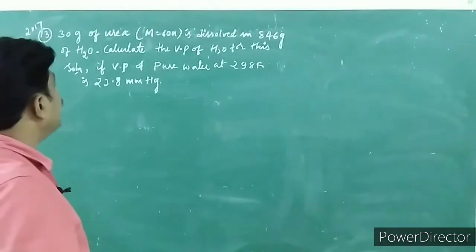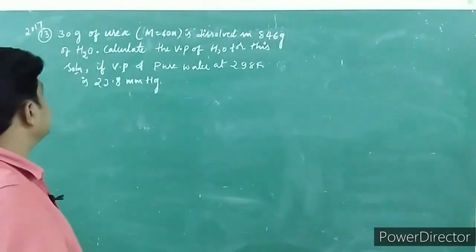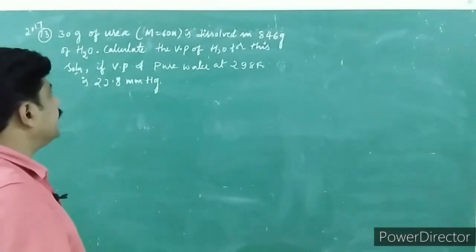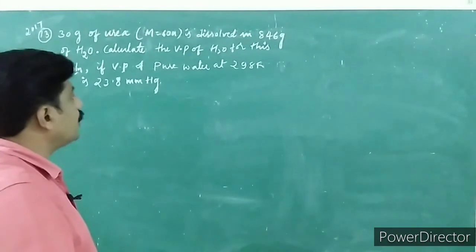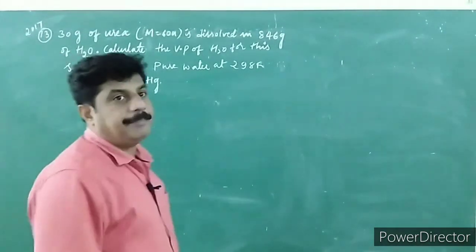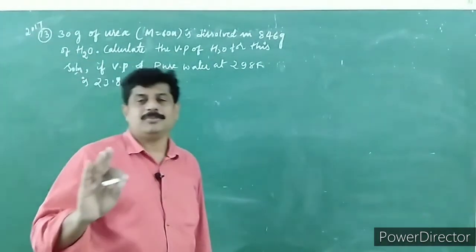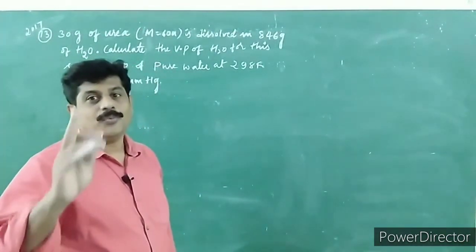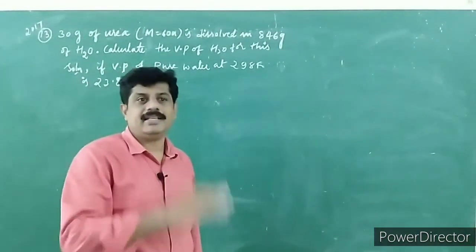30 grams of urea with molar mass 60 unified mass is dissolved in 846 grams of water. Calculate the vapor pressure of water for this solution if the vapor pressure of pure water at 298 Kelvin is 23.8 mm mercury. Children, it's a very simple numerical. I have solved one kind of numerical like this earlier also. Even then I'll solve this.